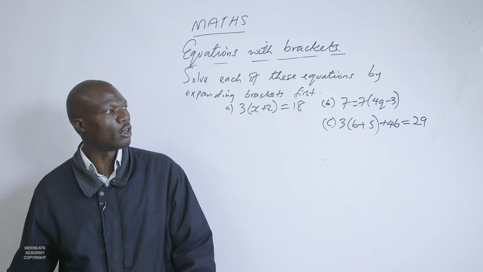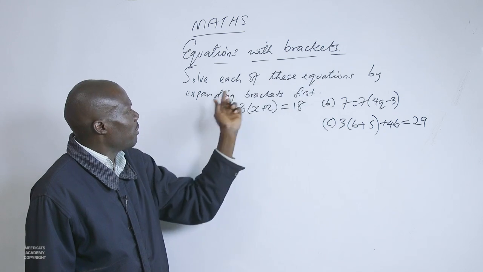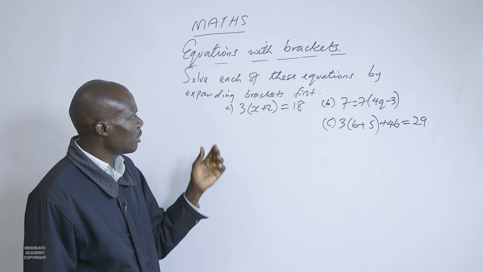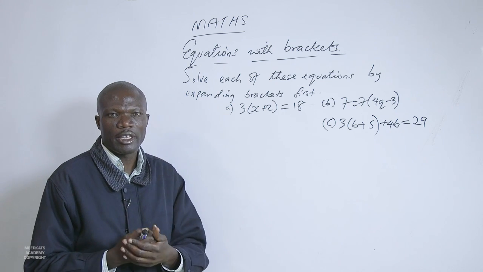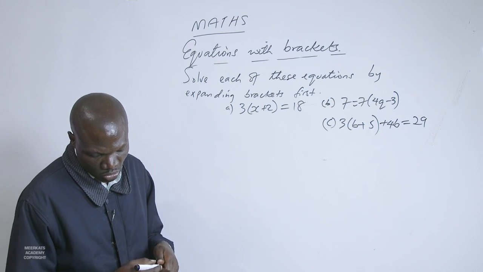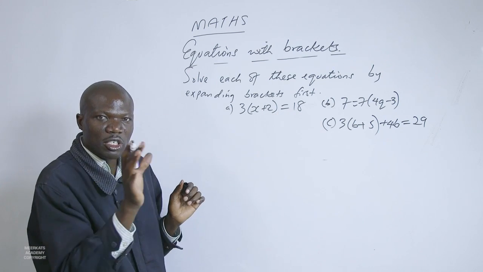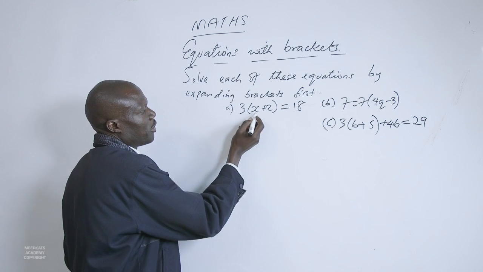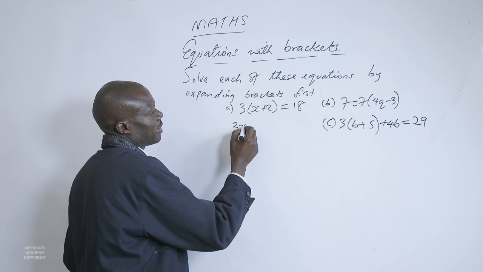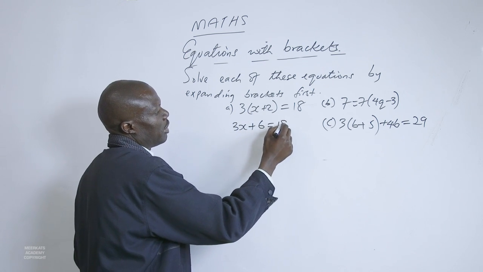So we have to solve each of these, but by first expanding the brackets and then we solve. The first one is 3 into x plus 2, close the bracket, is equal to 18. Now, to expand this using the distributive law, 3 times x forms 3x, and then 3 times 2 gives us plus 6 equals 18.